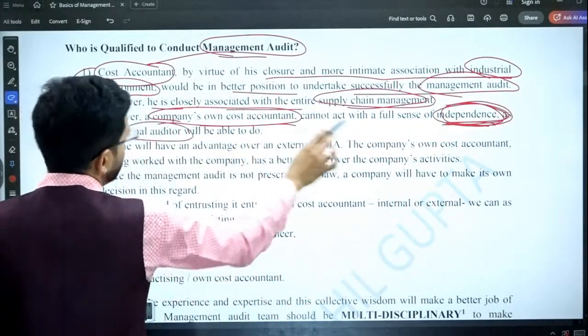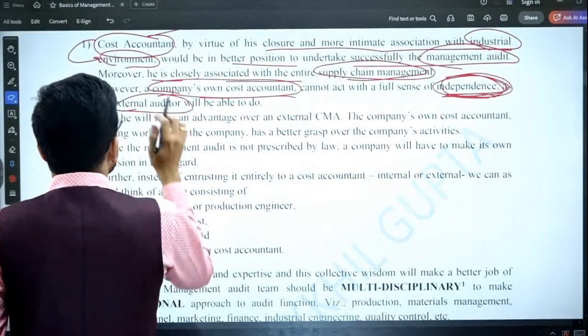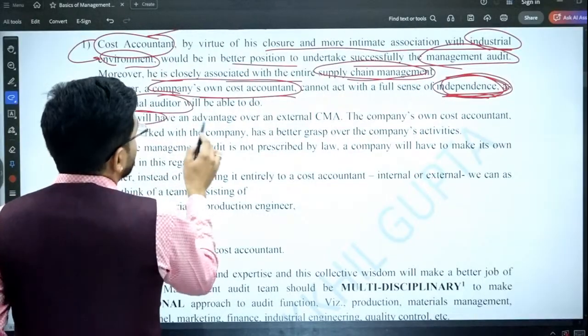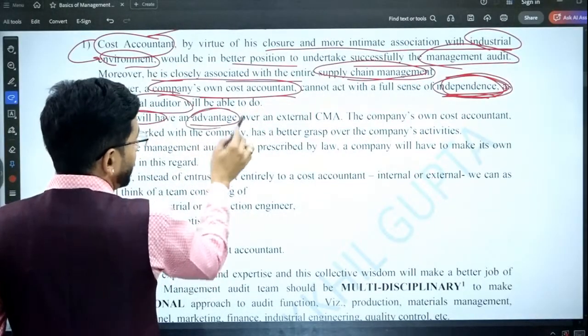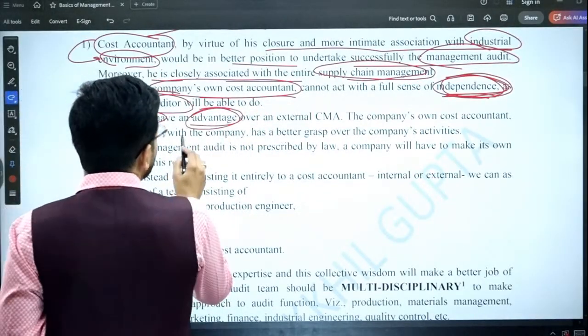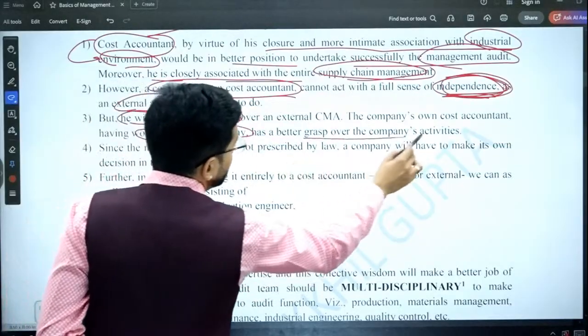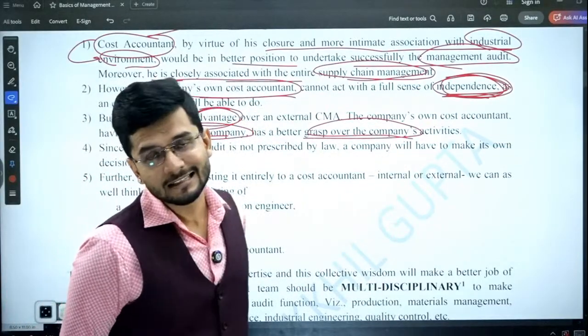So an external auditor might be a little bit independent in this respect, okay? But the internal cost accountant will have an advantage, that the internal cost accountant has worked with the company and has a better grasp over the company's activities.